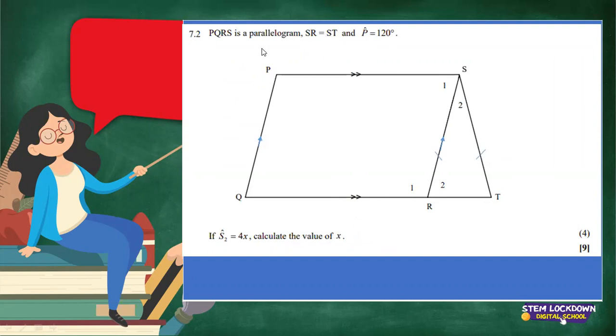Okay, look at that again. PQRS is a parallelogram.